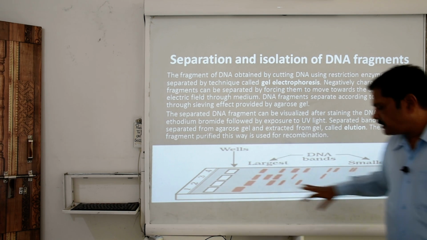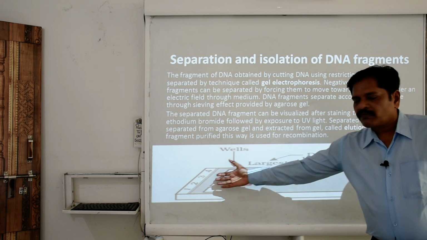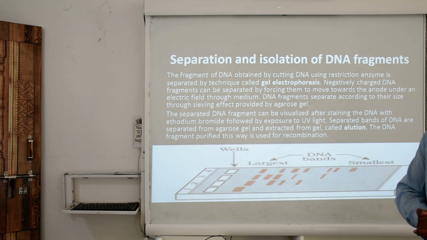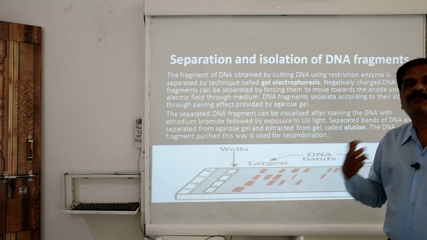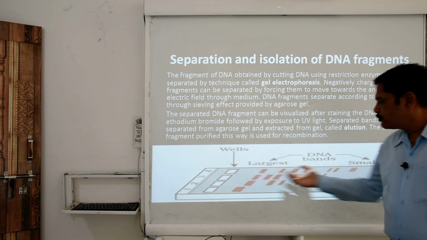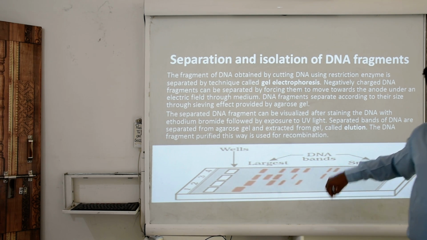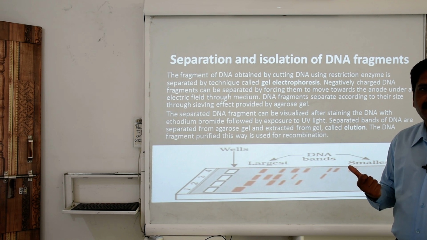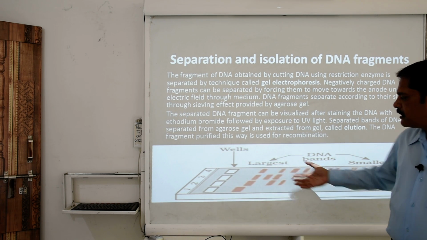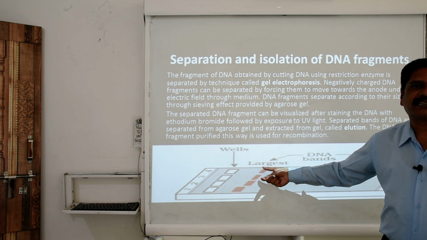Here is the cathode and here is the anode. When we force the fragments to move from cathode to anode, what do you observe? According to their size, their weight and their charges, they will move. So at the side of the anode you will obtain the smaller DNA segments, and at this side you will obtain the heavier and larger DNA segments.